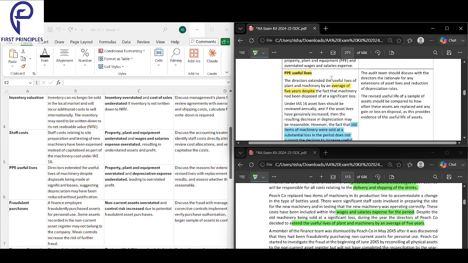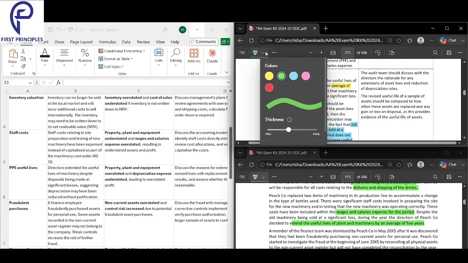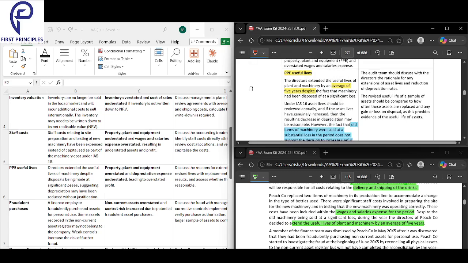What you should do, first of all, is discuss. Discuss is a common word, but exactly what should you discuss? Two things you will do. First, the audit team should discuss with the director the rationale: why have you increased the useful life? Give me a reason. Simply, you got up one morning and increased it.